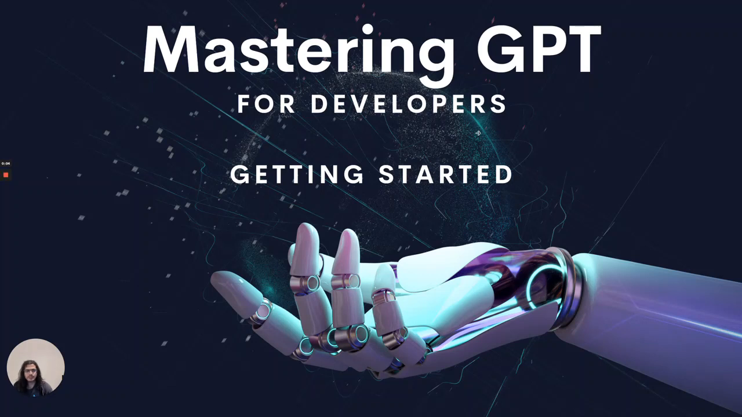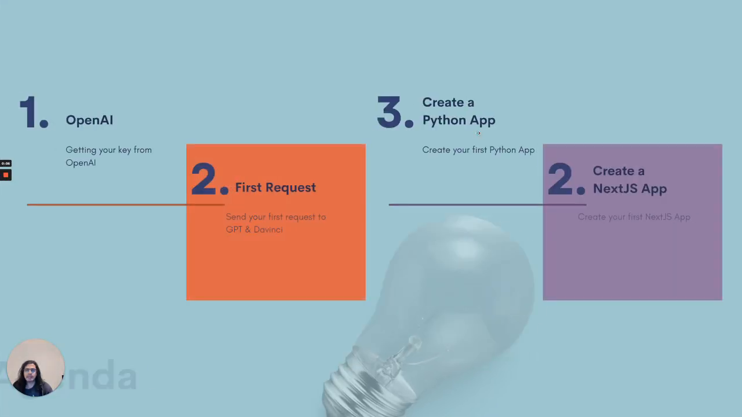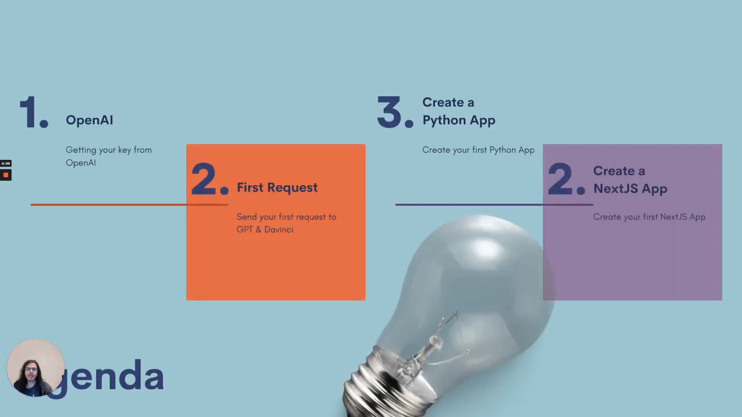Getting started. In this lesson, we're going to look at how to create an OpenAI key. Then we're going to create our first request using Postman. Then we're going to see how to actually create a very simple app using Python and using Next.js.